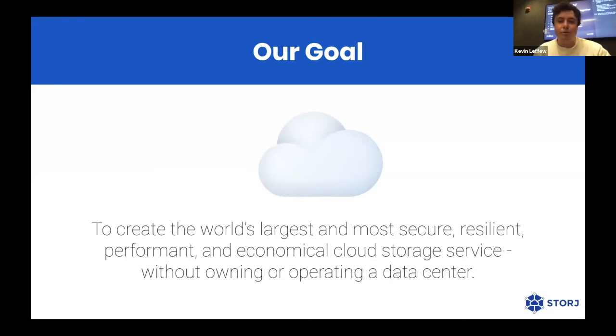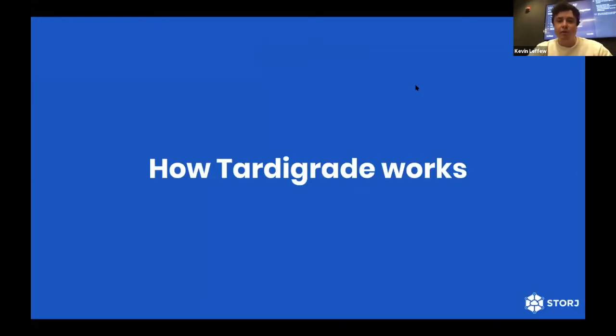Tardigrade is a developer tool that's built on top of the Storj network that enables developers to easily store, retrieve, and access data, as well as share it on the Storj network. We'll get into what that is here in just a second. Let's skip ahead. So how does Tardigrade work?